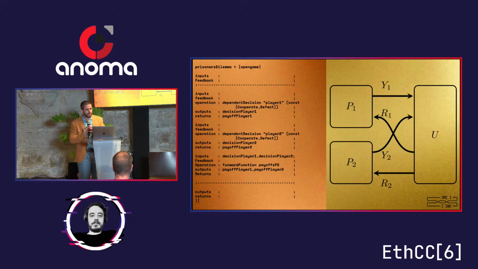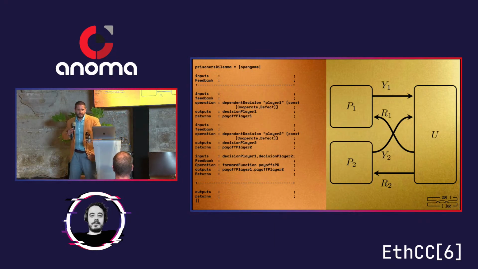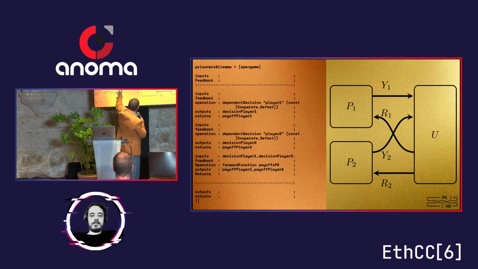So again, this is the example of the prisoner's dilemma. As you can see, when you compose things, what you get is a box with no wires. That's basically a theorem that says that when your composition has no wires whatsoever, that's equivalent to a game in normal form. That is basically a game in the traditional game theory sense. So that's why you have no inputs, feedback, outputs, and returns wires. This whole block is representing this thing. Now, inside, you have these two things that are the two players.